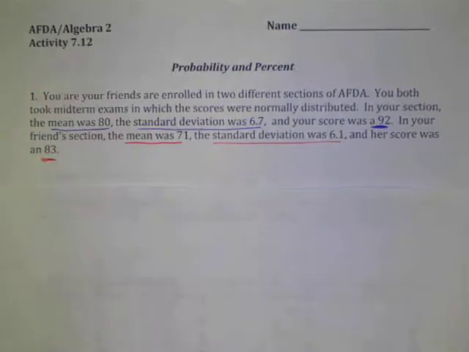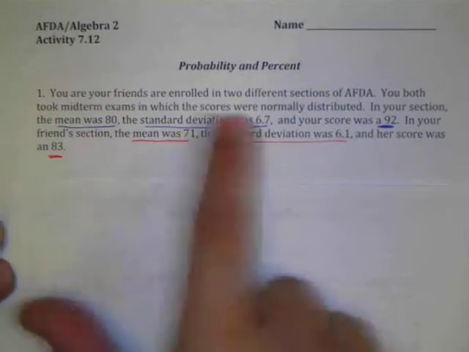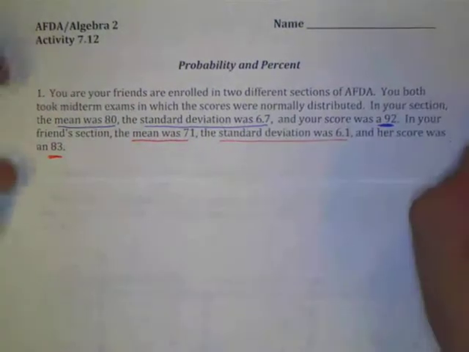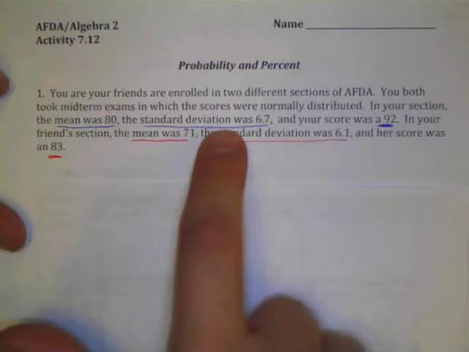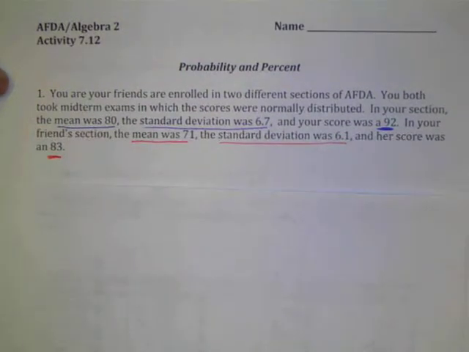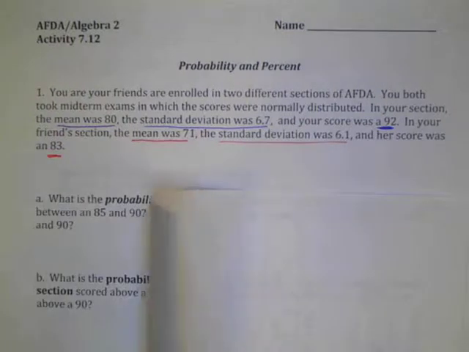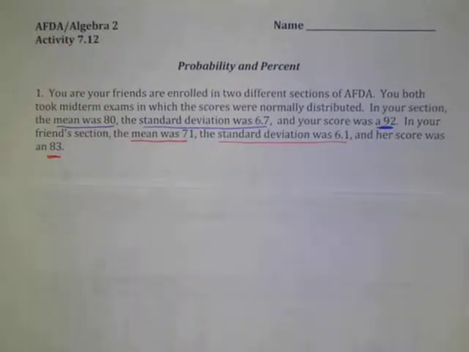Notice there are two pieces of information in here. One is for you and your class, which is in blue, and the other is for your friend's class, which is in red. So there's a lot of information packed into this paragraph, but here is the key information. All right, what I want you to do on problem A and B is I want you to draw the curve and do the shading. Go ahead and take a minute, pause the video, draw the curve, and do the shading in A and B.